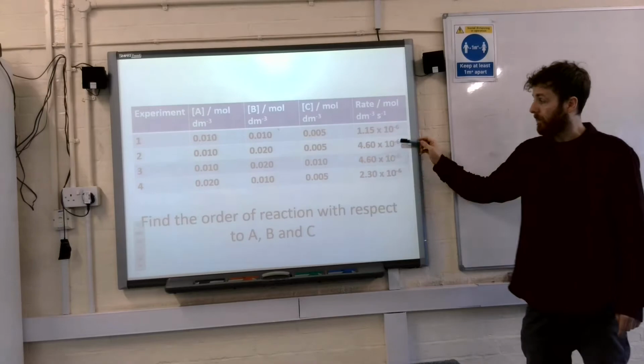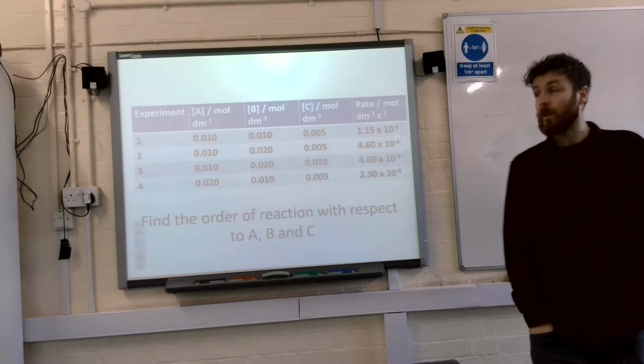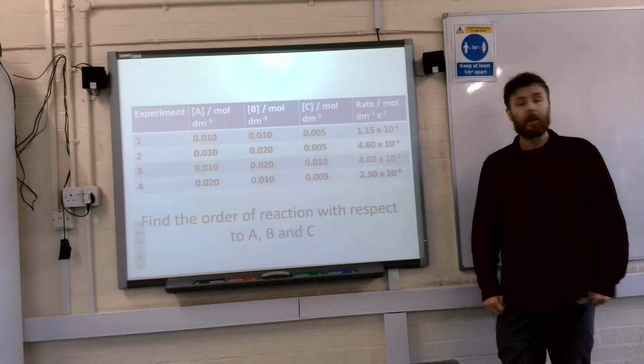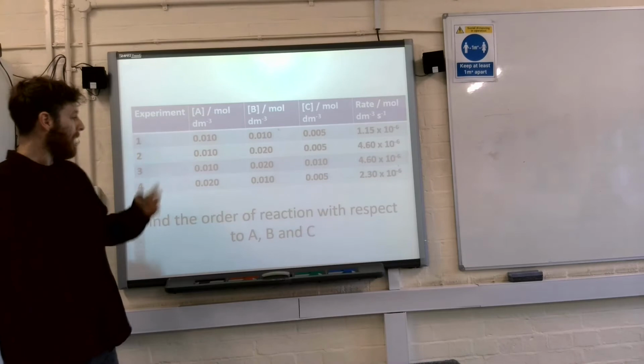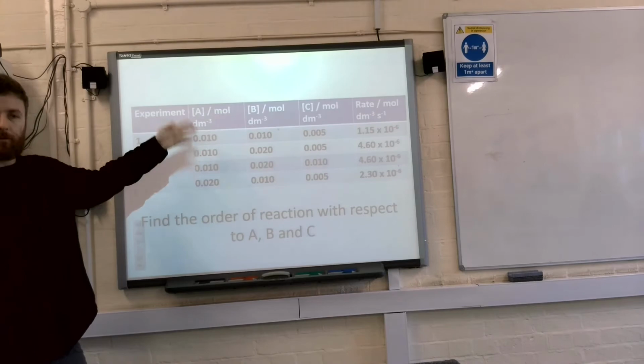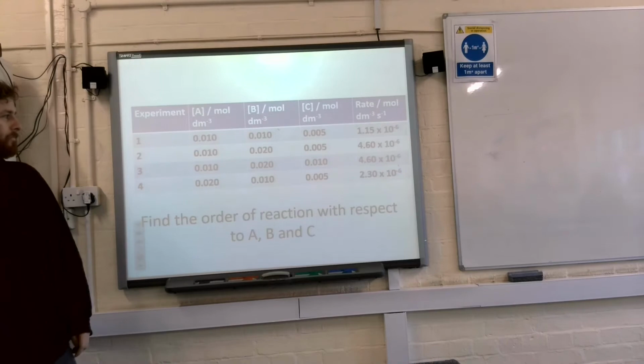Now there's a method where we can use this table to actually calculate what the order of a chemical is. And it works like this. We need to isolate two experiments where the concentration of only one chemical changes. So let's say I'm trying to find out about A. Have a little chat in your pairs, or if you're at home, just do it on your own. Two experiments where only A changes. What would they be? What experiment numbers would they be?